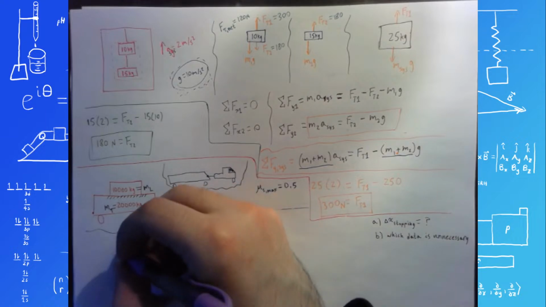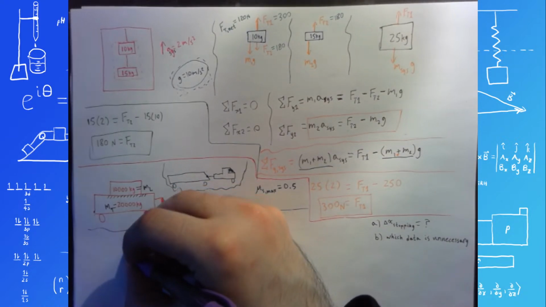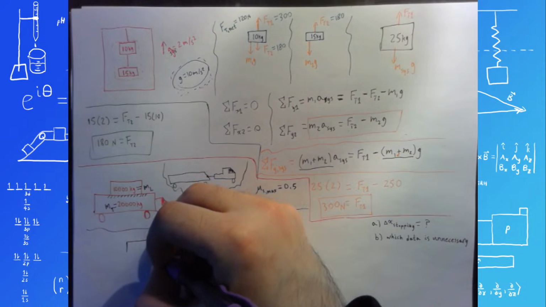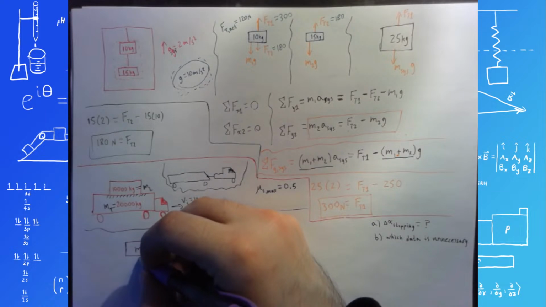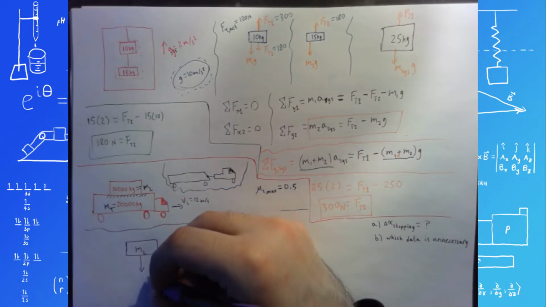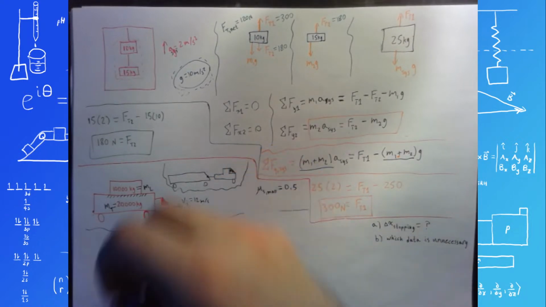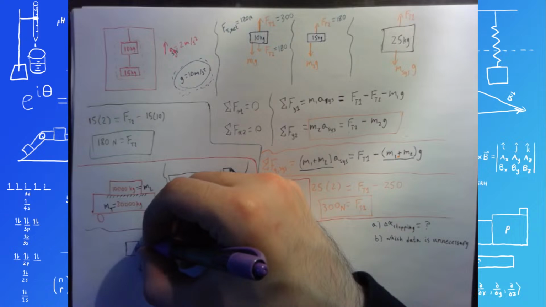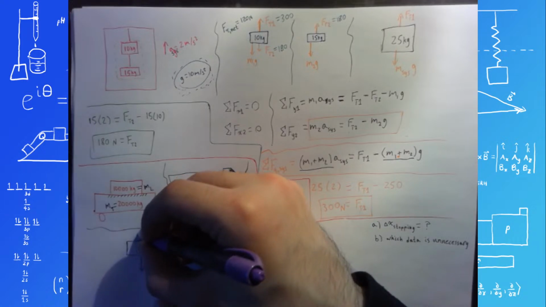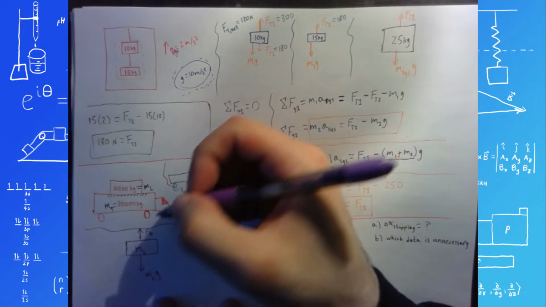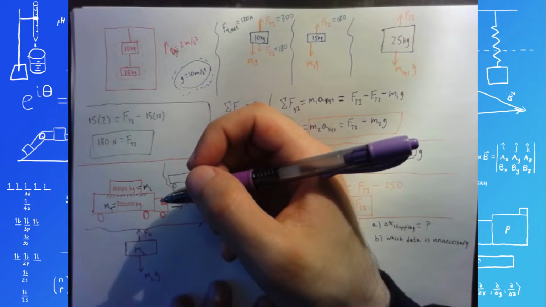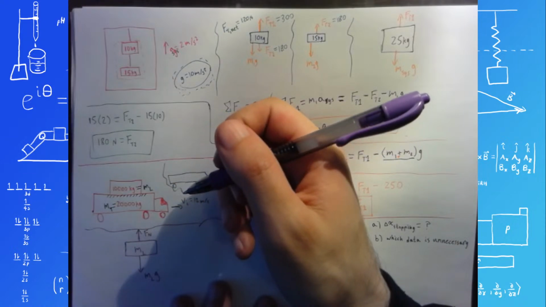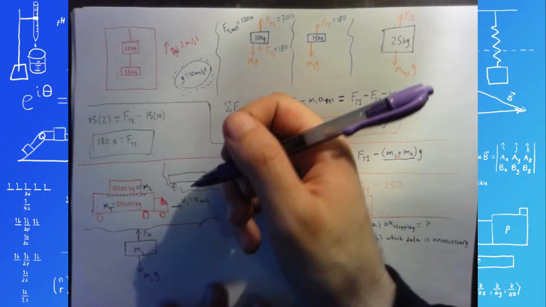So for the 10,000 kilogram load, I'm just going to write its mass as ml. What forces are acting on it? Well, we've got a force downward due to gravity, so that's ml times g. And then since it's touching a surface underneath it, there's got to be a normal force, so that's the normal force between the truck and the load. And there's going to be a friction force. And which direction is the static friction force?